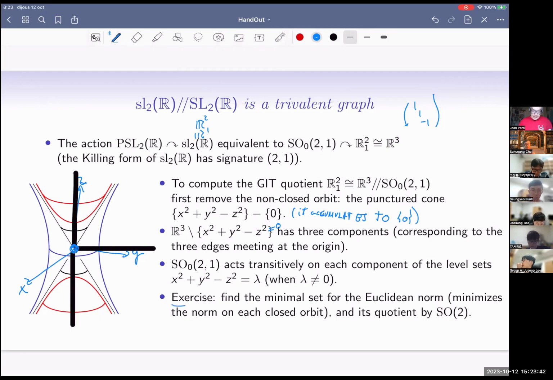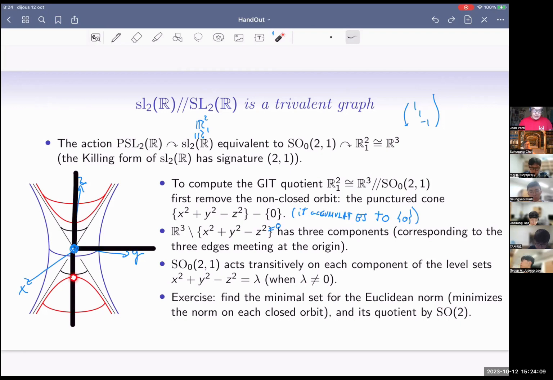And well, I put an exercise. Well, you can think it's an exercise or not. The minimal quotient, or the minimal set of Richardson and Slodowy for the Euclidean norm. So you realize that on each leaf like here, there is only one point that minimizes the length. It's this point. And this point, and here the action of SO2 is trivial.